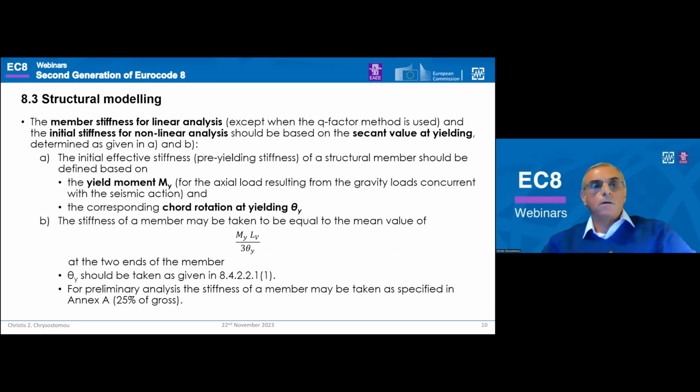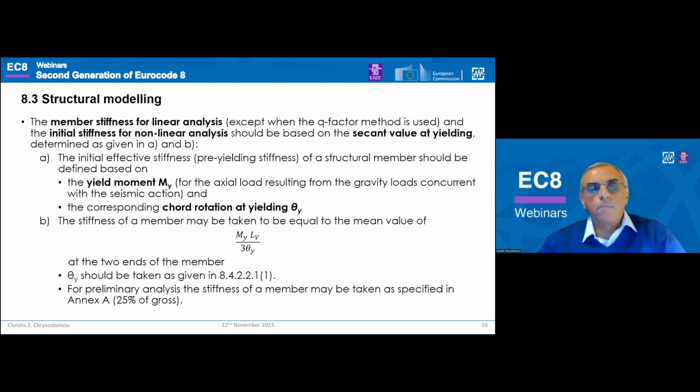Now, let's go to the structural modeling. Here it is stated in the code that the member stiffness for linear and initial stiffness for nonlinear analysis should be that of a secant value at yielding. And of course, in order to do that, you need the yield moment for the axial load resulting from the gravity loads concurrent with the seismic action, and the corresponding chord rotation at yielding.